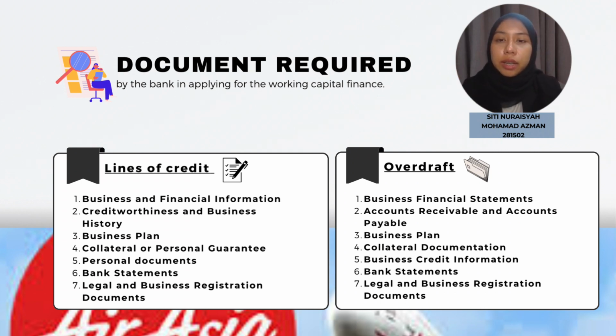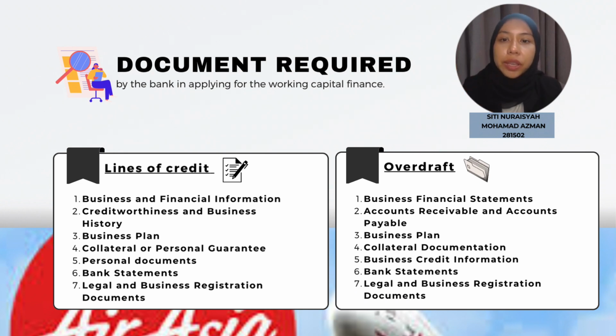Number five is personal documents. This will make it easier to determine whether Asia can fulfill the criteria for creditworthiness. Number six is bank statement. The most recent personal and commercial bank statements can provide a spotlight on Asia's cash flow, business dealings, and banking relationship. Number seven is legal and business registration documents, which are official documents that attest to the Asia company's registration and legal standing.